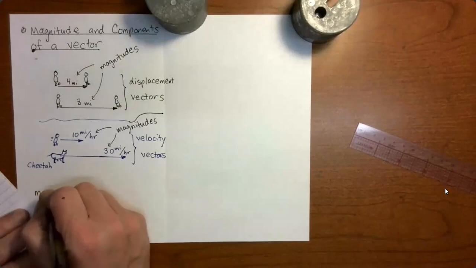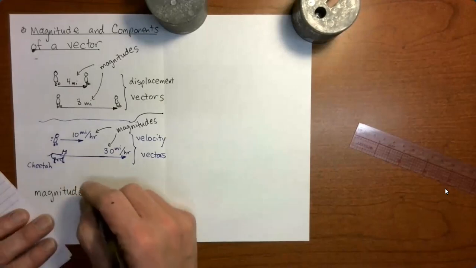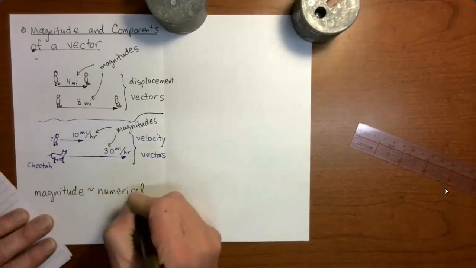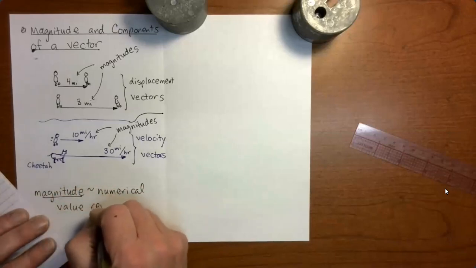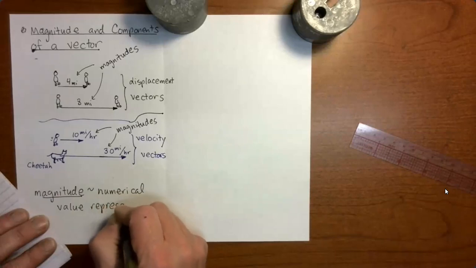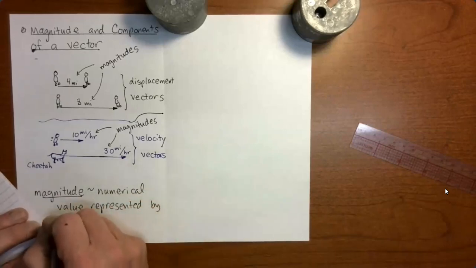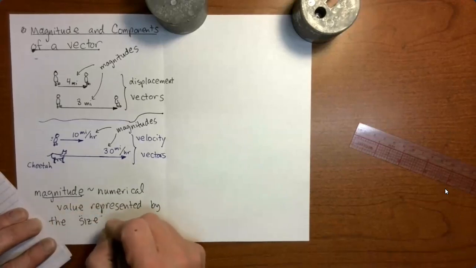So the magnitude is the numerical value represented by the size of the vector.